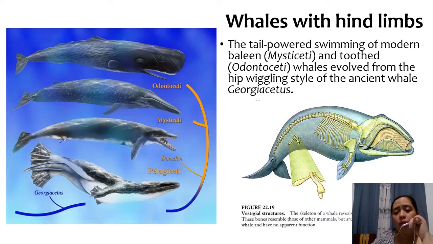So kung napanood nyo yung sa The Croods, parang di ba meron doon yung whale sa, I think part 1 ng The Croods na nagtago sila sa whale, sa bunga ng whale, tapos binugas na, tapos naglakad yung whale. So it was said na before, itong ating baleen whales, yung ating mysticeti, these are modern ones, no? Modern ones.